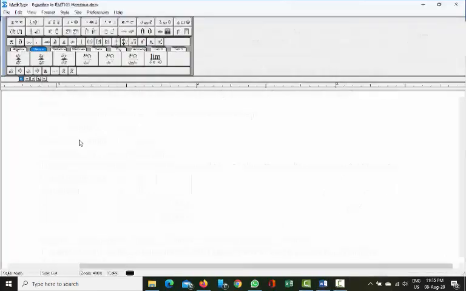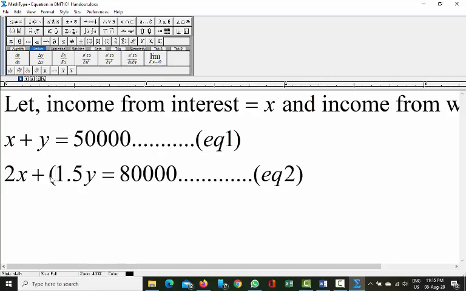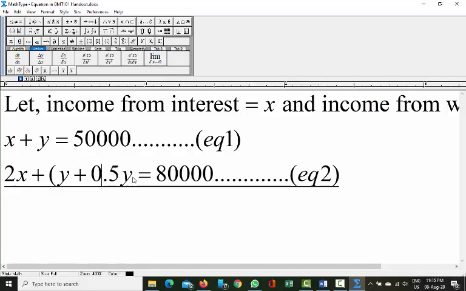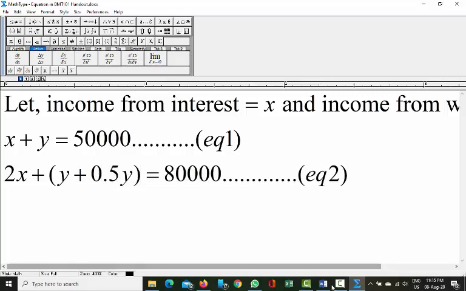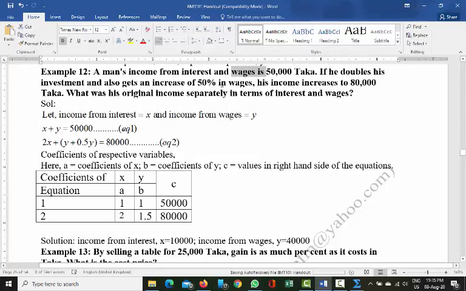That means it is like this. So new wage income will be y plus half, which means 0.5y. I'm saying again, at present his income from wages is y.